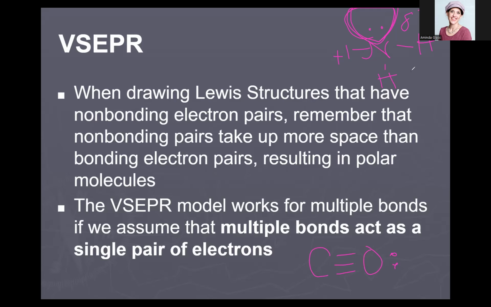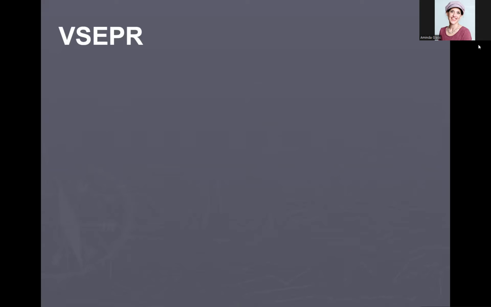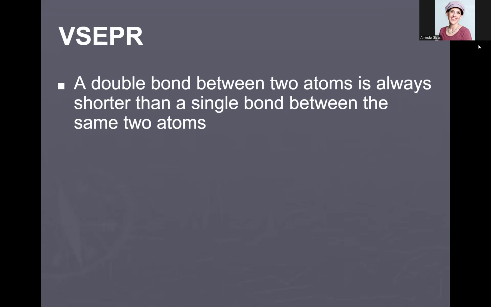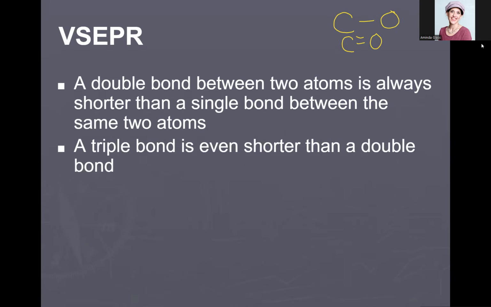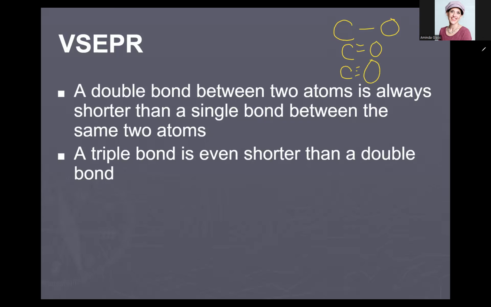The thing is, though, a triple bond has a shorter length than a single bond. A double bond between two atoms is always shorter than a single bond between the same two atoms. So you could have carbon and oxygen as a single bond, but if you have carbon and oxygen as a double bond, it's going to be shorter. And the same goes with a triple bond. The more electrons you have in a bond, the more tightly the two atoms are held together.